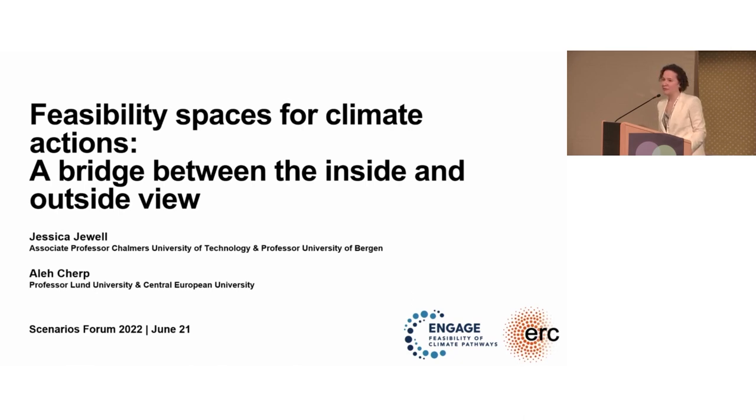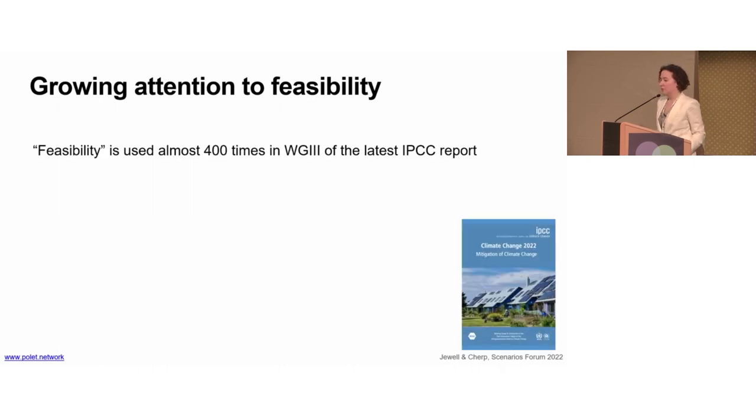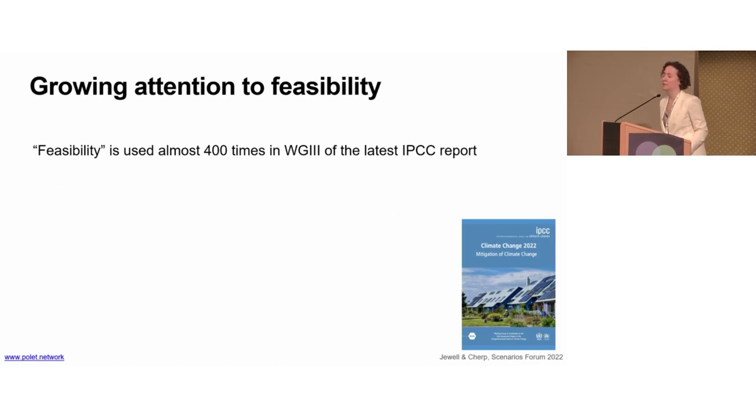I'm going to talk about feasibility spaces for climate action and how we have been working to bridge between what we call the inside and the outside view. There is this growing attention to feasibility. In the latest Working Group 3 report from the IPCC, feasibility is mentioned 400 times. That's about once every 13 pages.